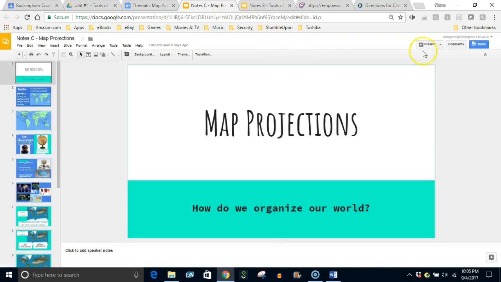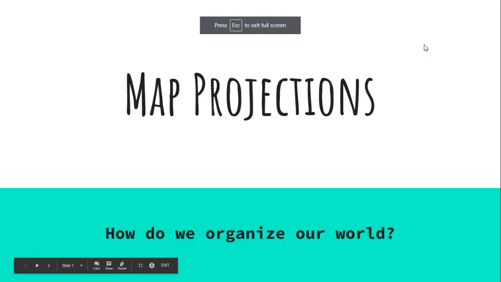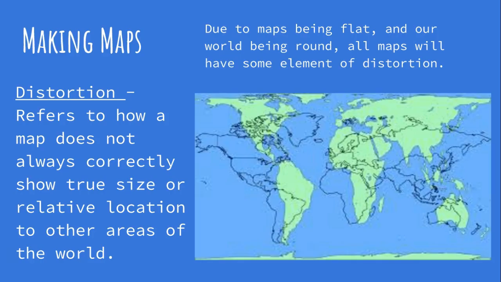Now what I'd like you to do is go over to Notes C, and we're actually going to keep on talking about some different maps. In this case, we're actually going to talk about projections of maps and how we organize our world. Now, when you're dealing with maps, the number one issue that you're always going to have with maps is a term here on the left side called distortion. Distortion refers to how a map does not always show true size or relative location. I think many of you saw this when you created your mental maps, in that you tried your best to show distance and relative location, but the reality was that all maps are not perfect.